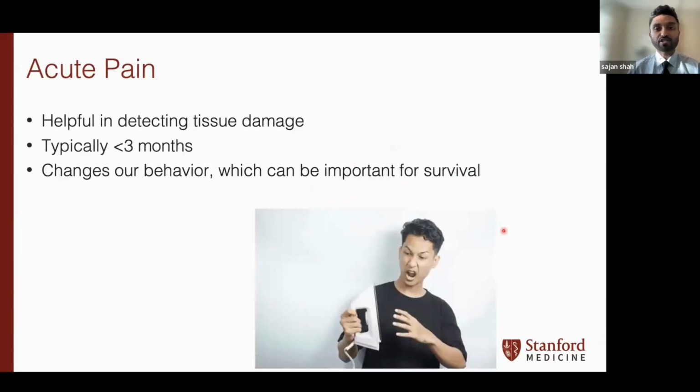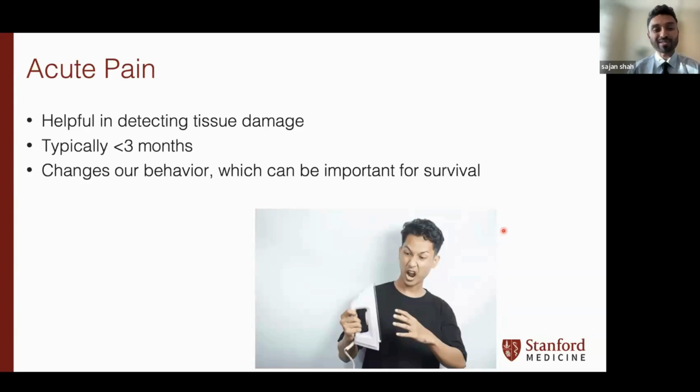Now let's go back to that definition of pain and those subcategories I wanted to talk about. The first subcategory is acute pain. This is pain that is defined as pain that is less than 3 months. Acute pain is a protective response by our body. It alerts us that something we are doing or that is being done to us is causing tissue damage. It allows us to change our behavior and avoid certain mistakes.